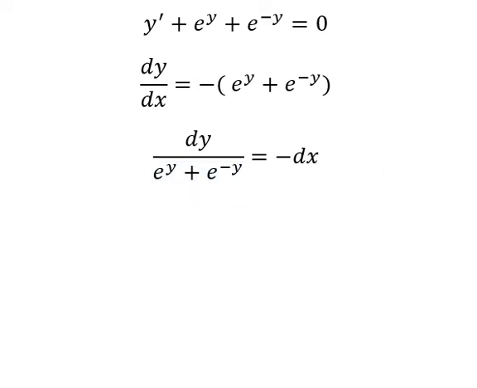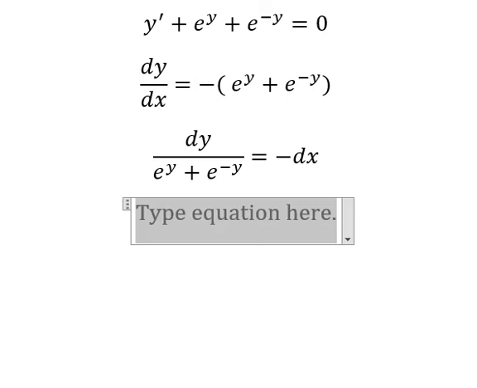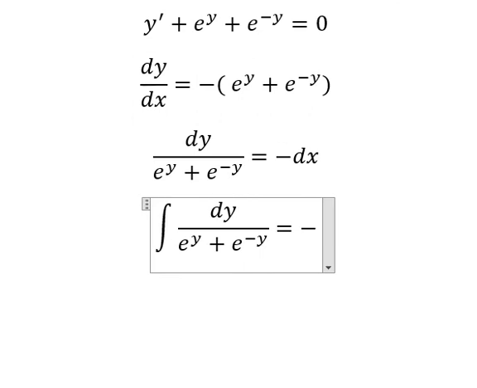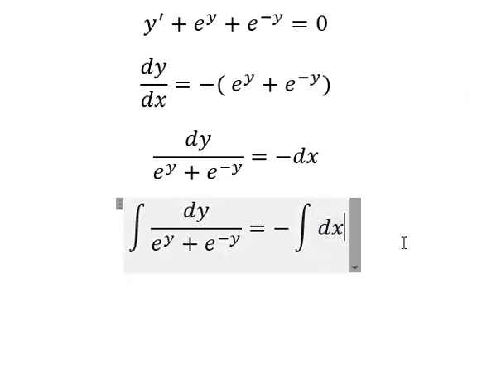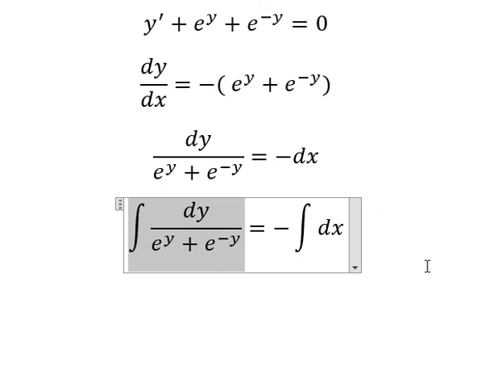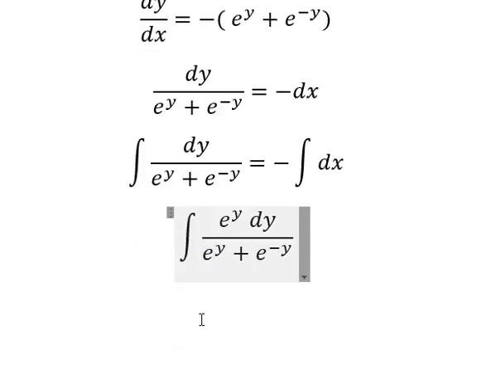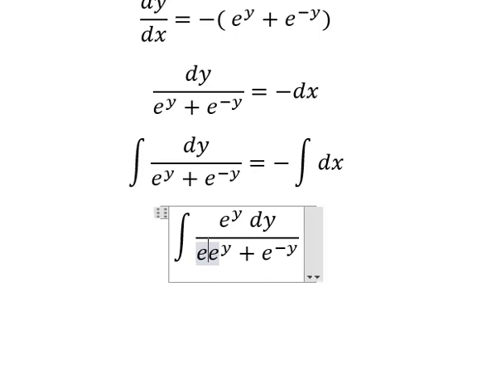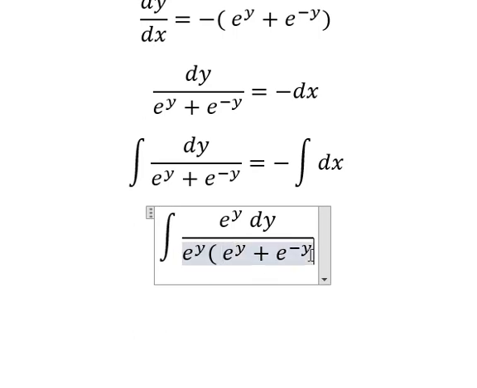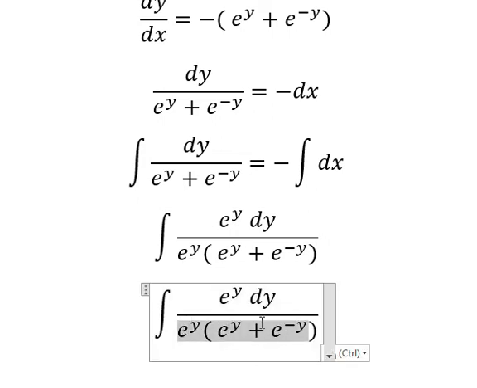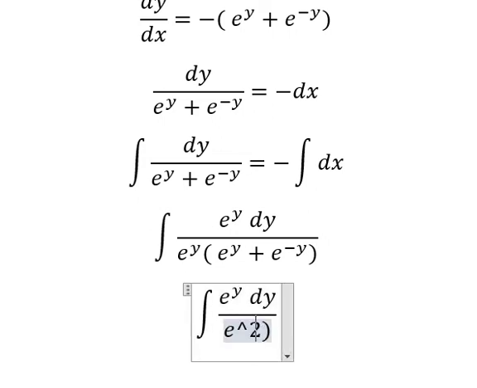Next, we need to put the integration for both sides. Now we need to concentrate on this one. We need to multiply by e to the power of y on numerator and denominator. So this one we simplify and we have e to the power of 2y plus 1.